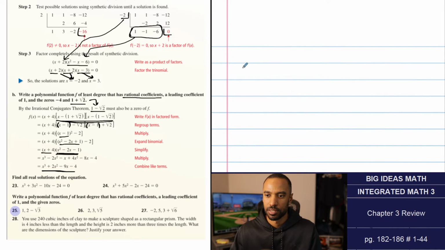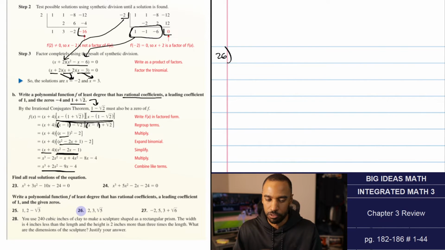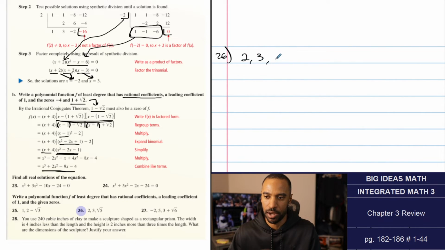Number 26, it's arguably easier to present it in a conventional method of just writing out the factors and going to work on it. I'll show you how and why. So our zeros this time are 2, 3, and root 5. Keep in mind if root 5 is one of them, positive root 5 that is, then negative root 5 also has to be one of them as well. Let me write the black as positive as if we already had it.